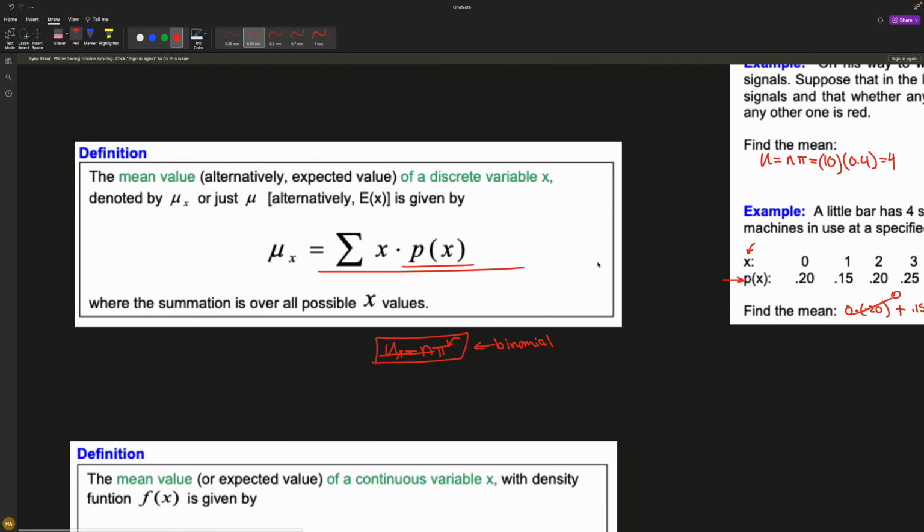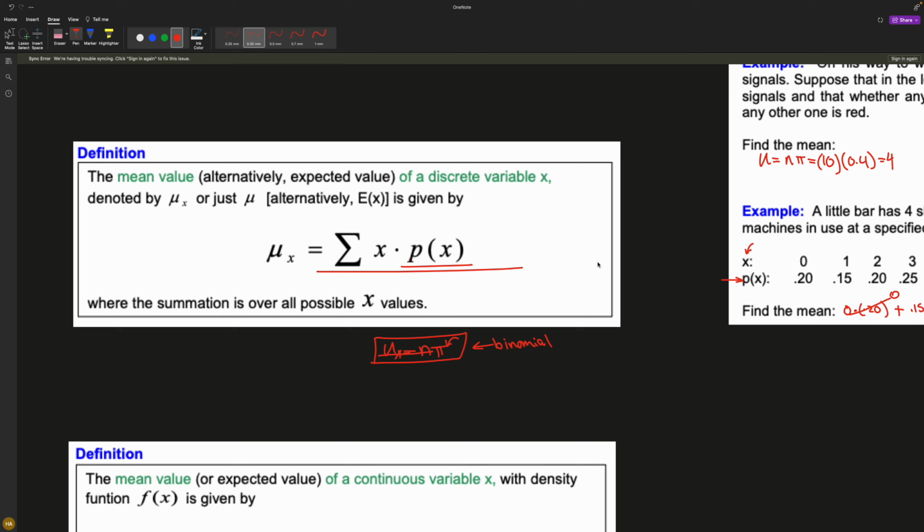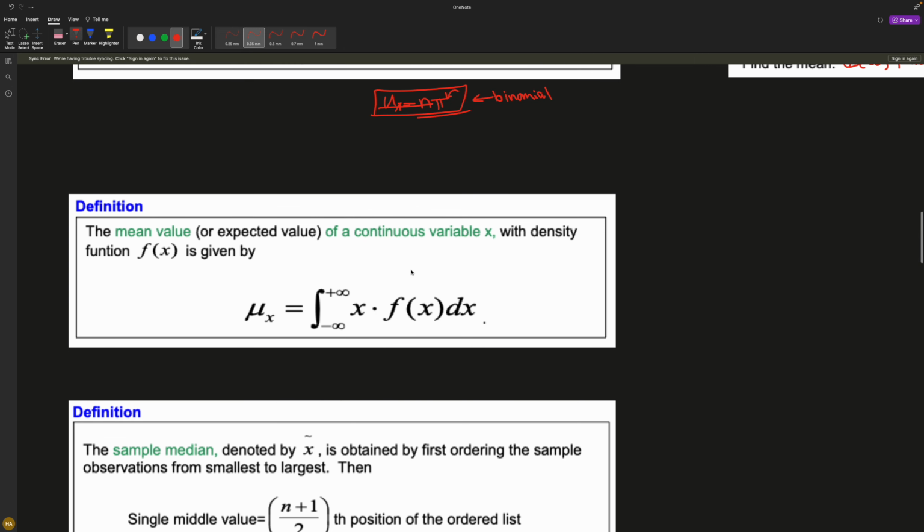So remember, the only things you have to worry about is, is it a discrete? Is it a binomial? If it's a binomial, use this. If it's a discrete, use this. Now we're doing continuous, which is not discrete. Well, it's called continuous. The mean value of a continuous variable with density function f is this one. So they'll give you some function and tell you it's a continuous.